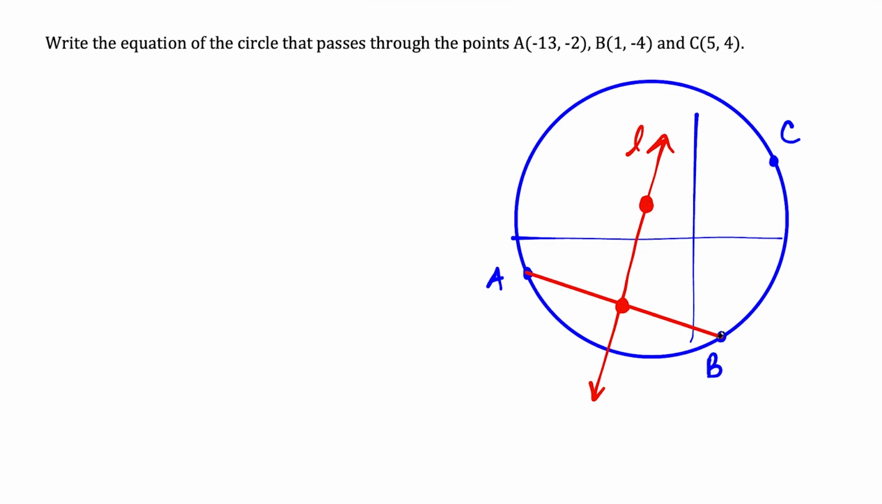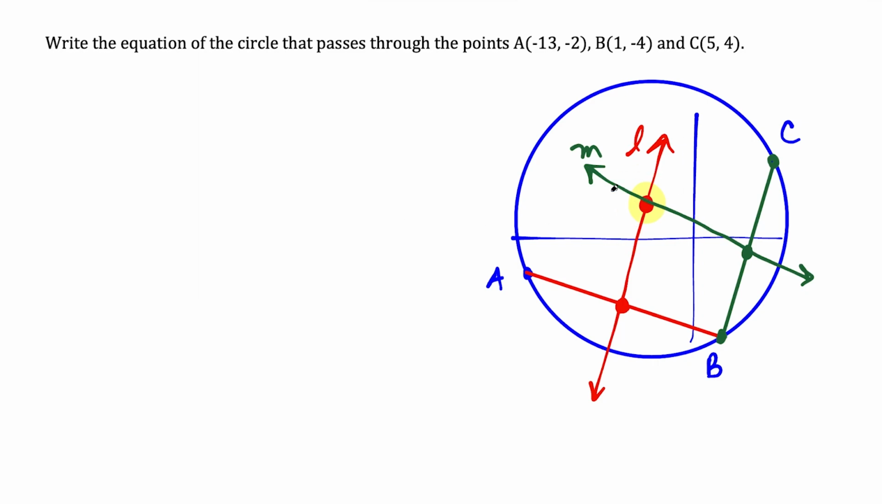And if we repeat this using points B and C, if we find line segment BC over here, and find the equation of the perpendicular bisector of line segment BC, this is also going to pass through the center of the circle. Let's say we call this line M. So what we're essentially doing here is finding the intersection point of the two perpendicular bisectors of these two chords, and that's going to tell us where the center of the circle is.